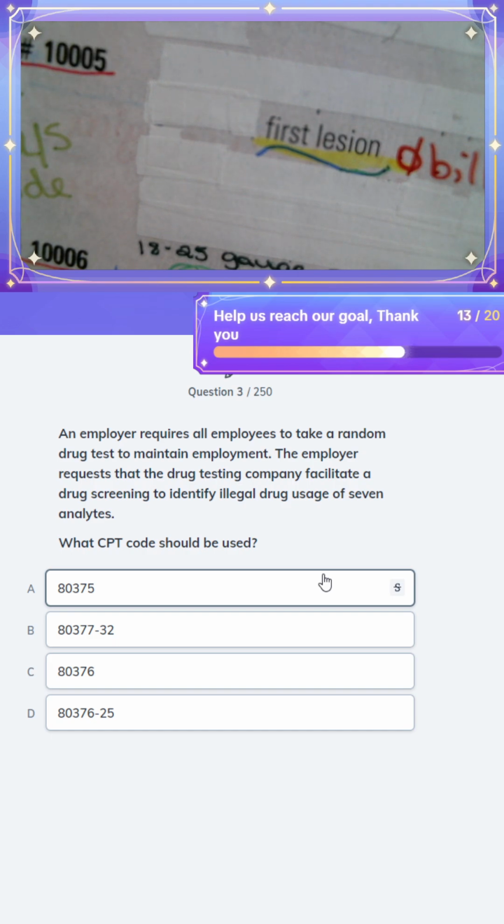So, can we still use an online study without my... Can I still do your online study without my 2024 book? Yes, you can use a 2023 book. You can probably use a 2022. Anything that you may have around the house you can practice with, absolutely.